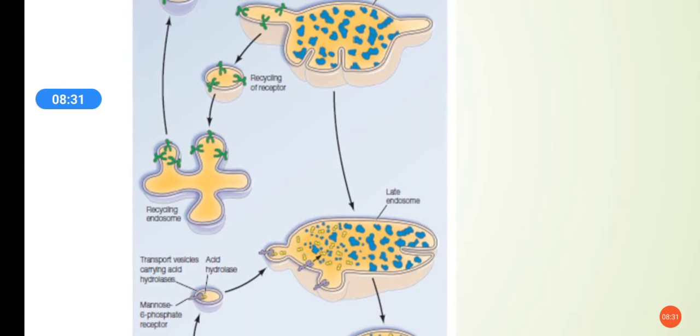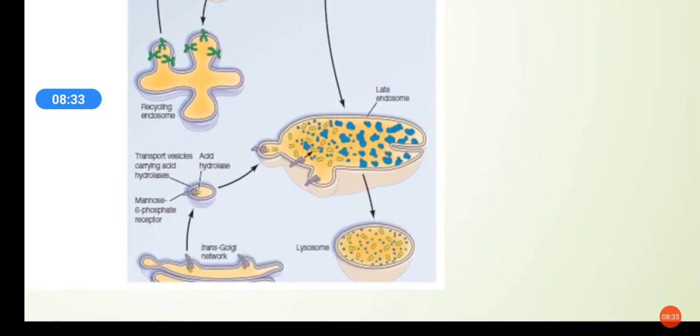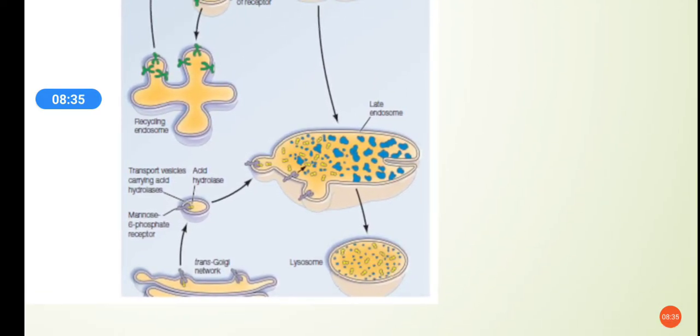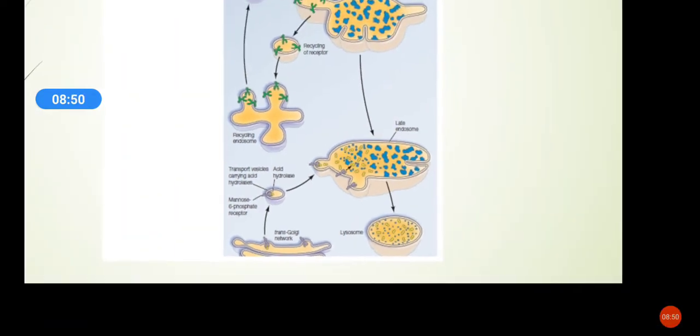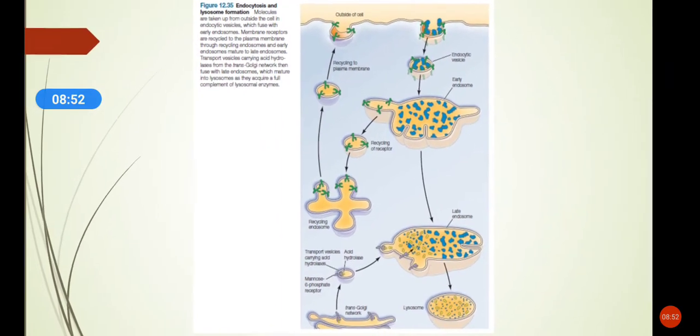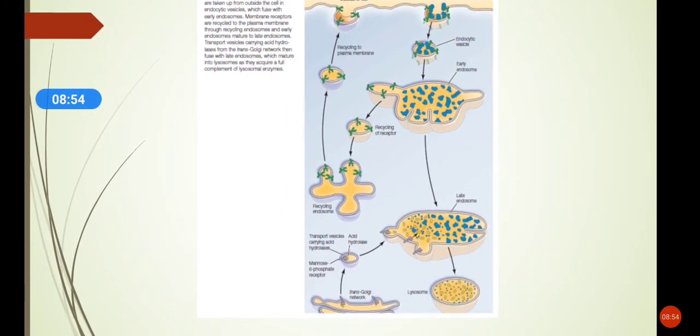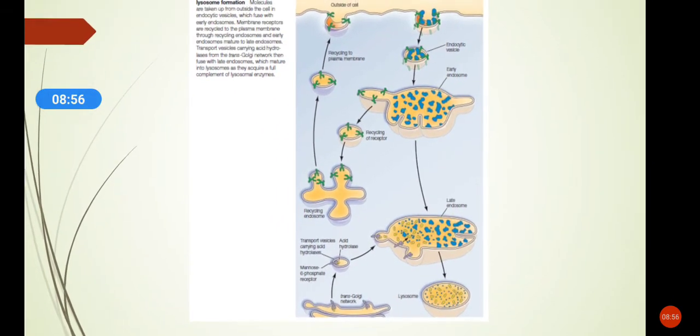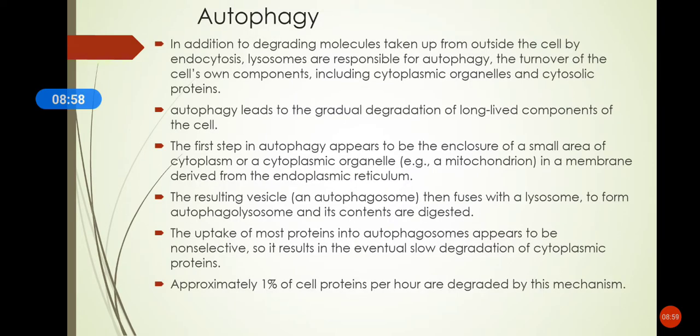But some are to be degraded, and what happens from the trans-Golgi network? From the trans-Golgi network, the lysosomal enzymes are made and they bud off like vesicles, and these fuse with the late endosome and they form the lysosome. And inside the lysosome, the unwanted materials are degraded. The next function is autophagy.